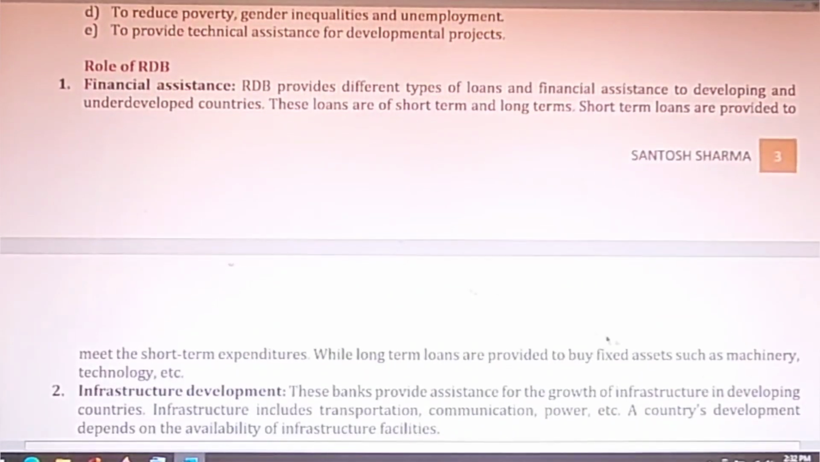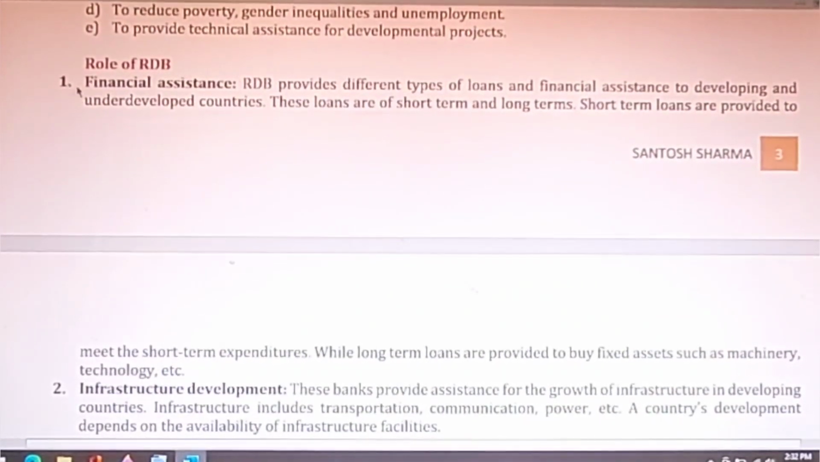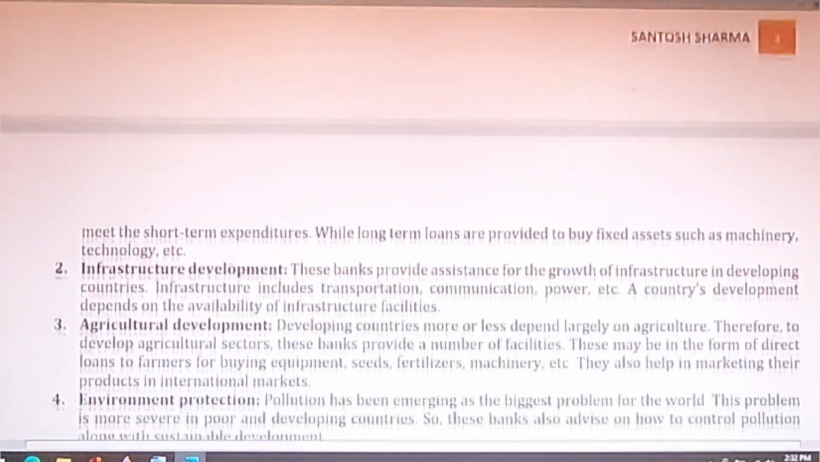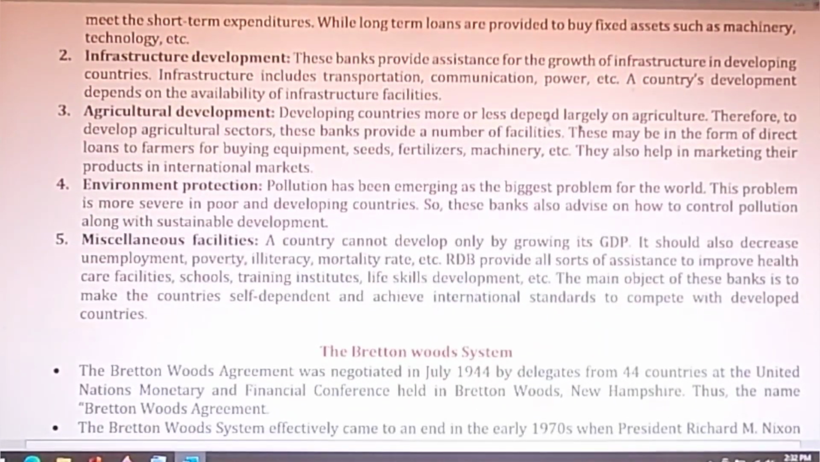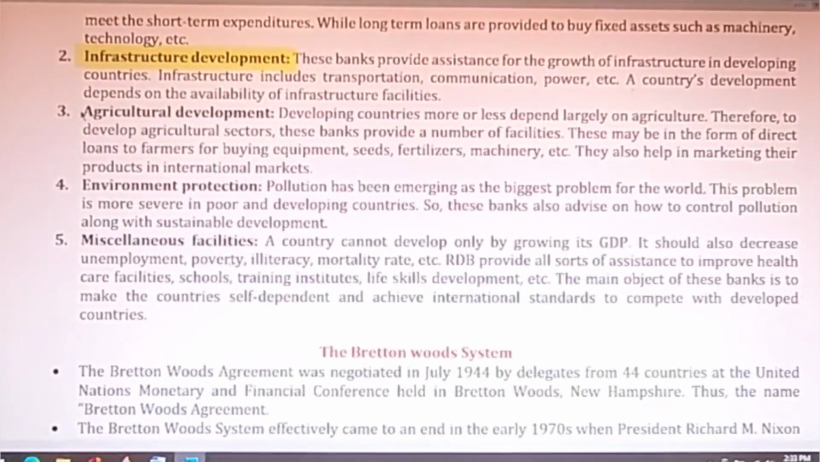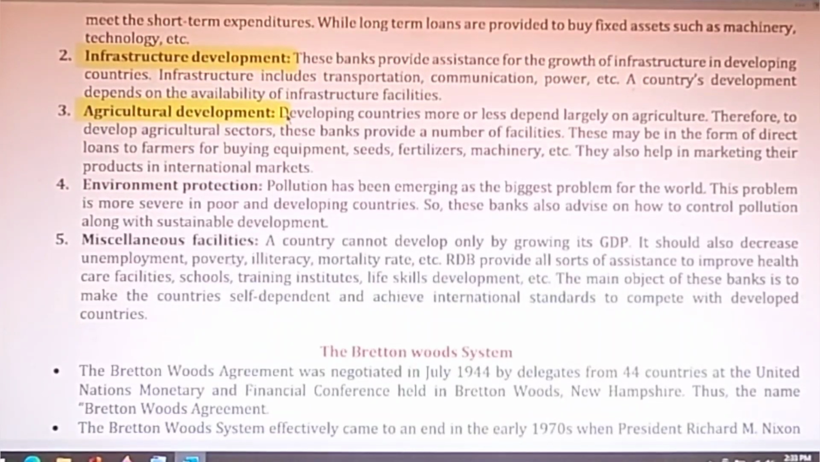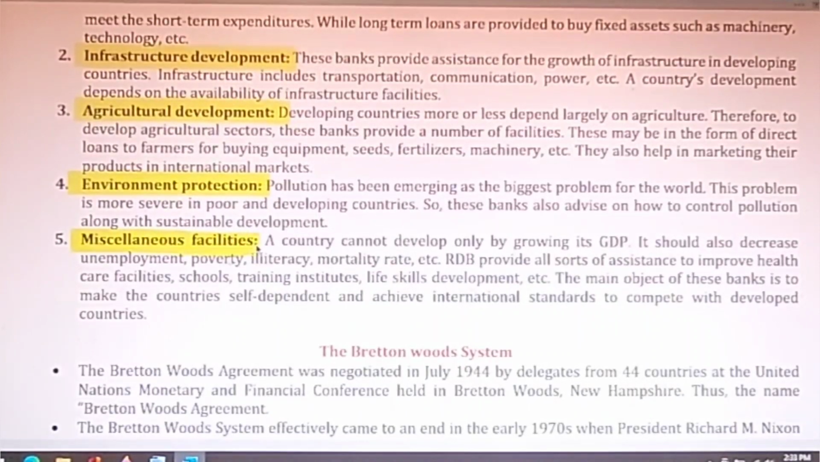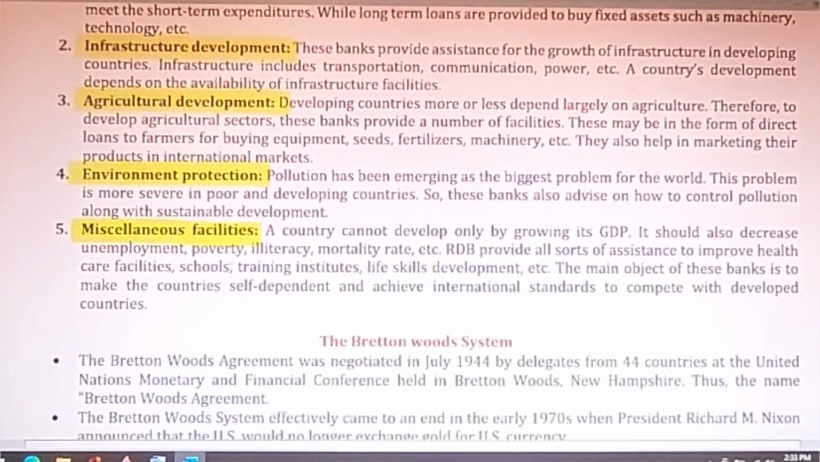Now let's see what the role or importance of RDB is. First of all, it provides financial assistance to developing and weak countries. The second is that it provides infrastructure for the development of international trade, and it also focuses on agricultural development in the country. Now this one is the most important function: environmental protection, because this is the need of the day. Protecting the environment is our first duty, and there are some miscellaneous functions and facilities that are provided by RDB.